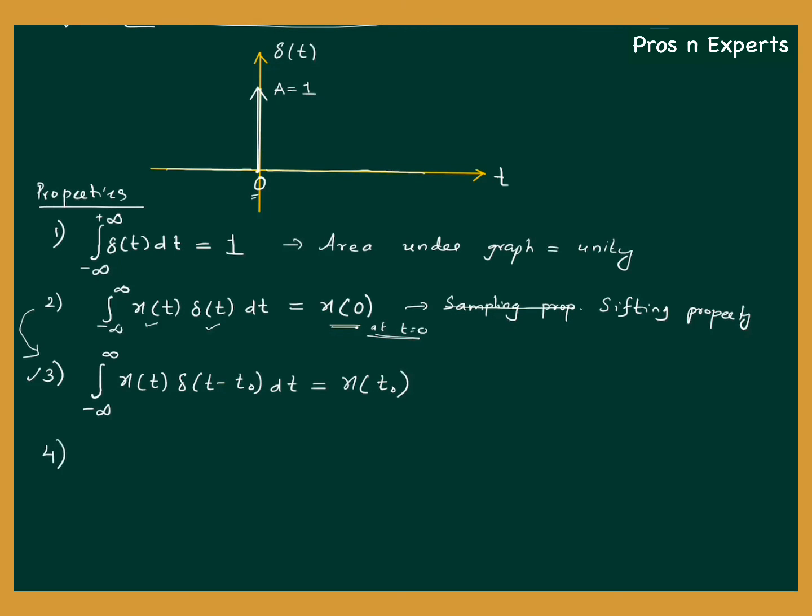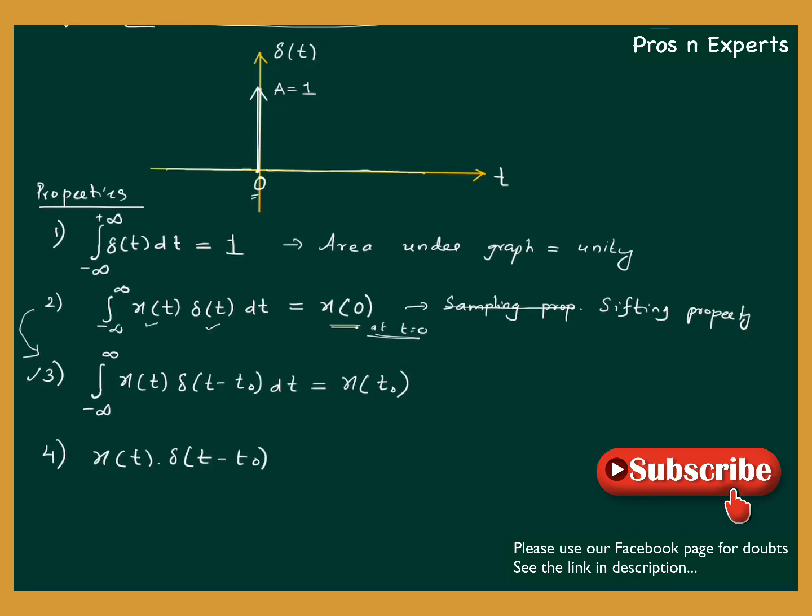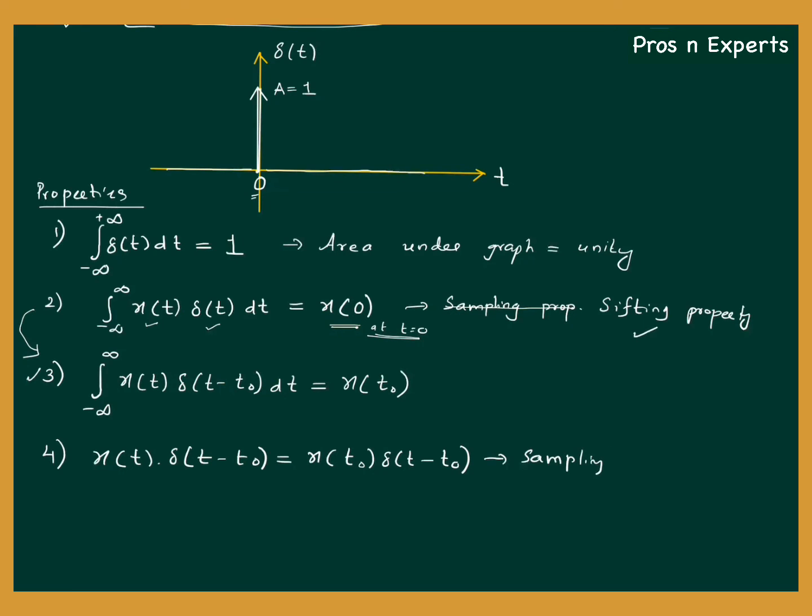Now the fourth property is that multiplication of the signal x of t into a time shifted version of the impulse signal will give you x of t0 into del of t minus t0. This property is normally called the sampling property. This is the sampling property, and that is the shifting property. These are the main properties, and we can always write one or two more.